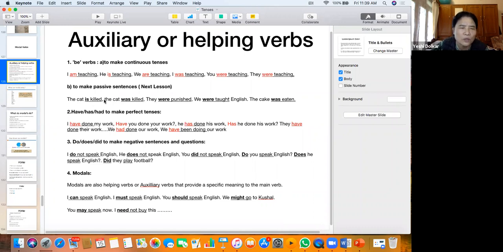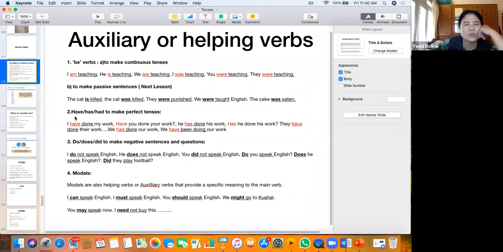That goes into the next lesson, passive sentences. But here it's just to tell you how they are used as auxiliary verbs. They're helping. You use it with killed, were punished, were taught, was eaten. So it's a helping verb.